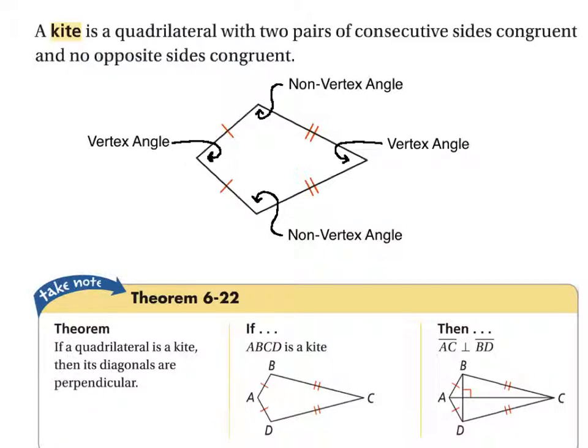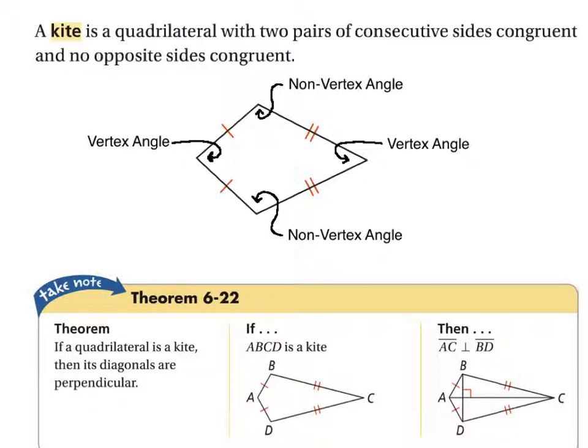Okay? Because if the consecutive sides were congruent and opposite sides were congruent, we would no longer have a kite, we would have a rhombus. So, consecutive sides are congruent in such a way that opposite sides are not congruent. So that's what makes a kite.